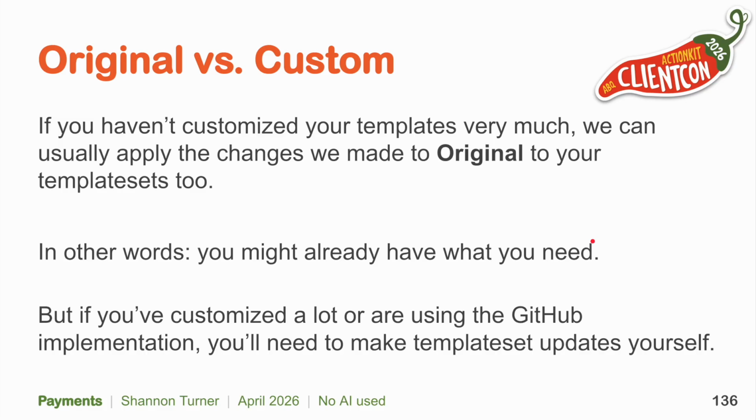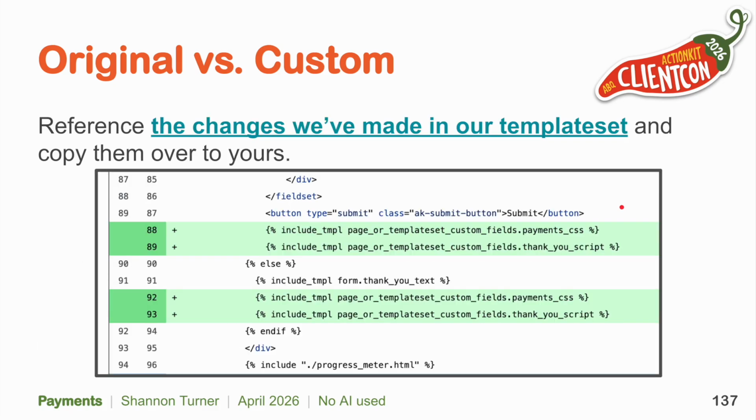Now, we're going to make our best effort to apply the changes that we made to the original template set to your template sets as well, so that you get all of the latest updates, bug fixes, and new features. However, it's always a good idea to double check that every change got applied, especially if you've customized your template sets a lot, and always if you're using our GitHub implementation. And remember, even if it looks like those changes are there, if you haven't brought those into your repository, they're going to go away the next time you push.